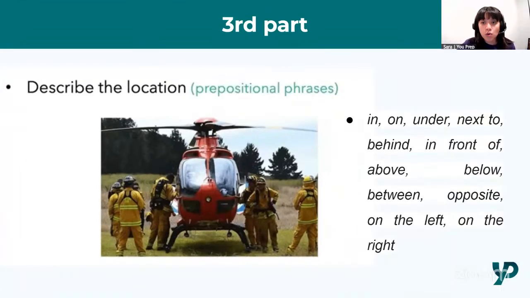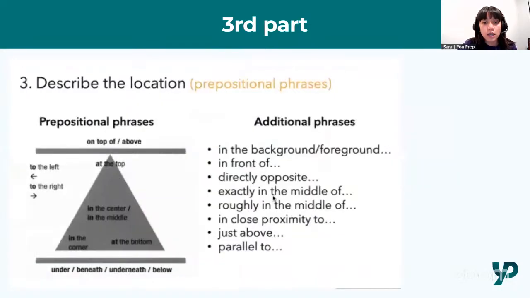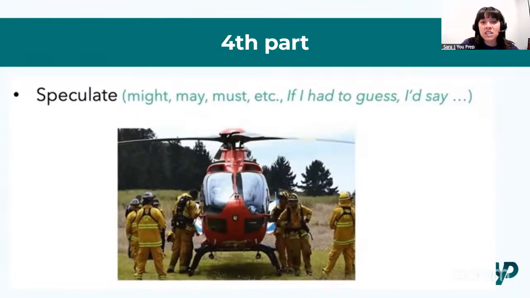Describe the location. Where is it? Where is this? What is around, and so on. And the fourth part is speculate, give some inference, be creative. What might have been happening in this picture? So for this one, I found something easier for us to understand. And let me share that with you.